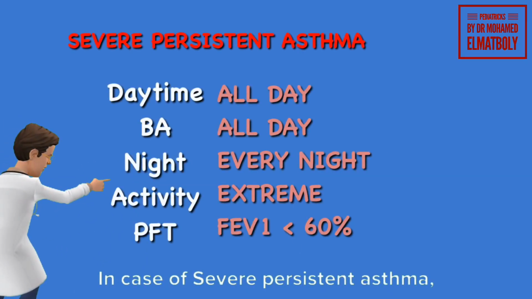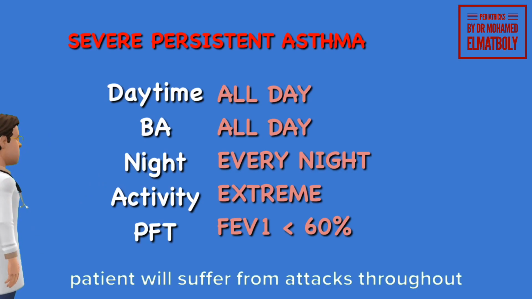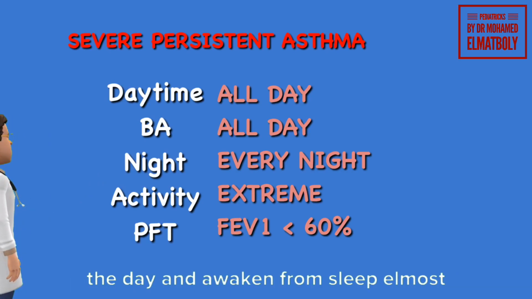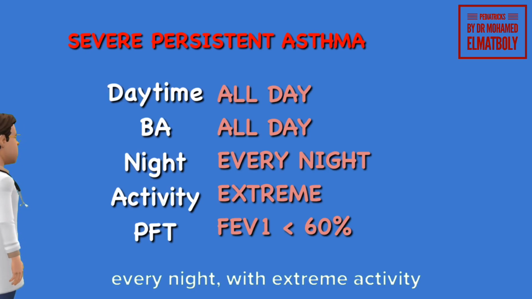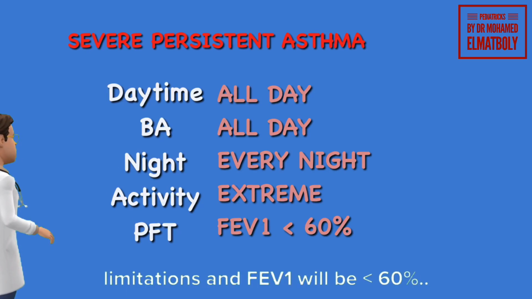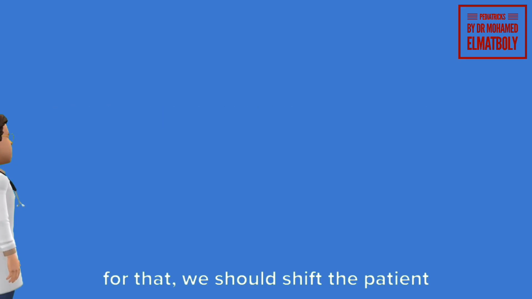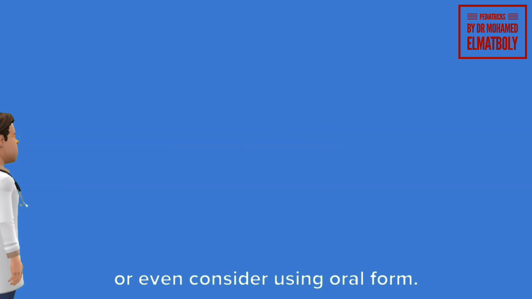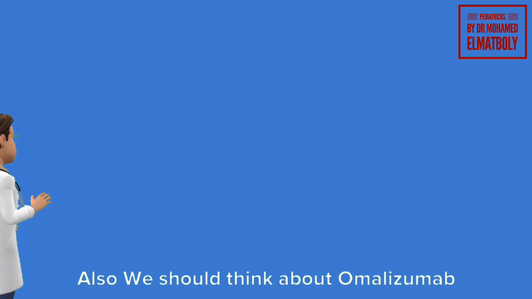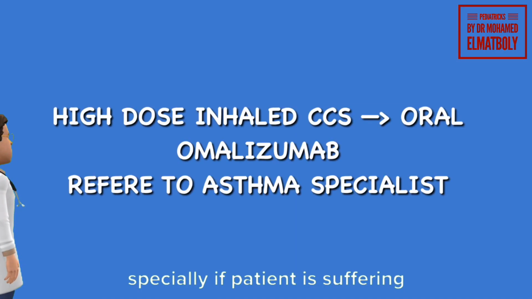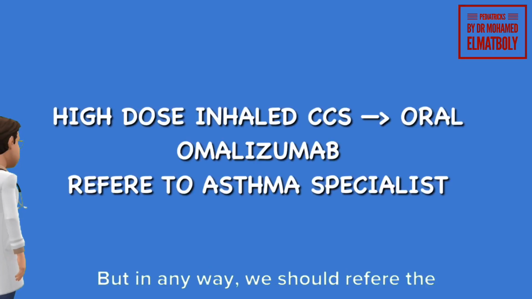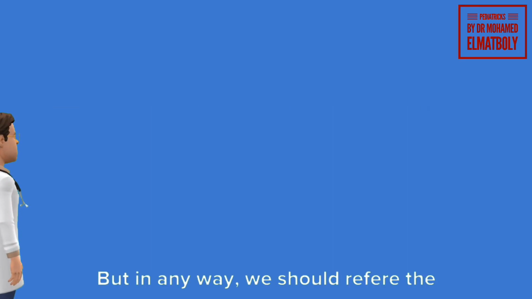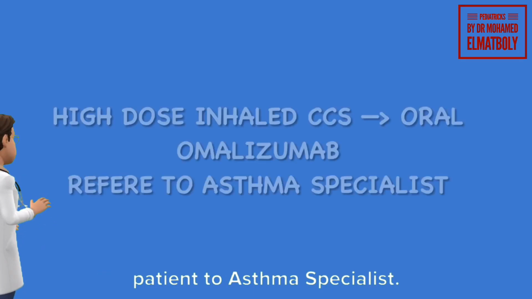In case of severe persistent asthma, the patient will suffer from attacks throughout the day and awaken from sleep almost every night, with extreme activity limitation, and FEV1 will be less than 60%. For that, we should shift the patient to high-dose inhaled corticosteroids or even consider using the oral form. Also we should think about omalizumab, especially if the patient is suffering from allergy. But in any case, we should refer the patient to an asthma specialist.